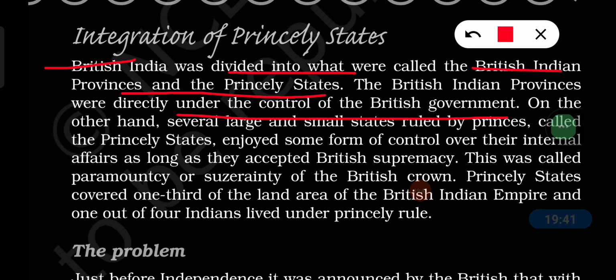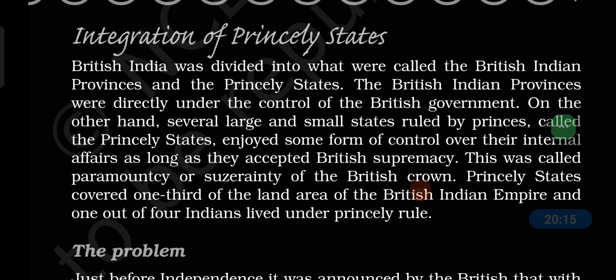On the other hand, several large and small states ruled by princes were called the princely states. They enjoyed some control over the internal affairs of their land, except for British supremacy. This was called paramountcy. So he has a right, and he provides more facilities to the common people. Because the British government decided that, there were many rajas and kings.